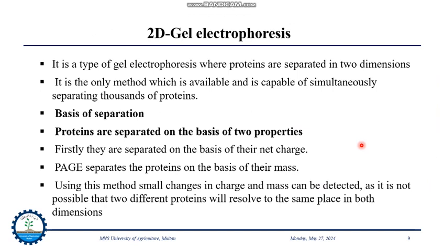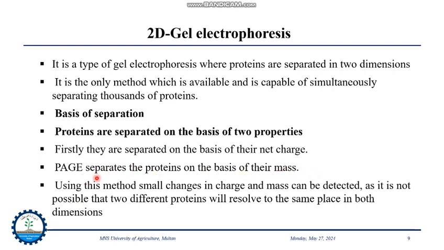The second is 2D gel electrophoresis. It is a type of gel electrophoresis where proteins are separated in two dimensions. It is the only method available that is capable of simultaneously separating thousands of proteins. Basis of separation: proteins are separated on the basis of two properties. Firstly, they are separated on the basis of their net charges. Then PAGE separates the proteins on the basis of their mass.